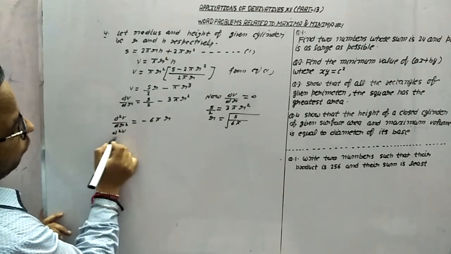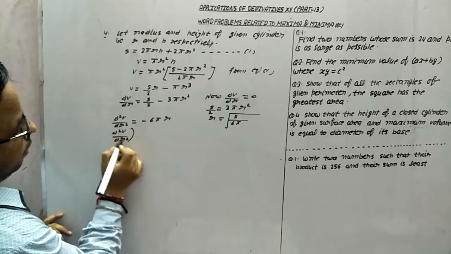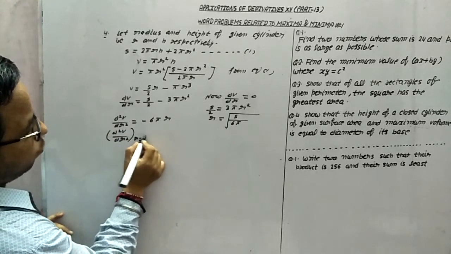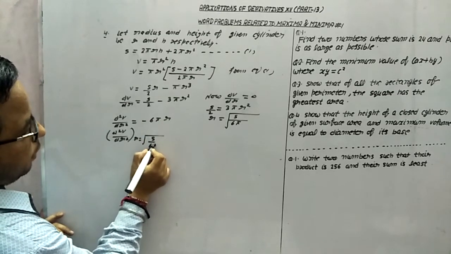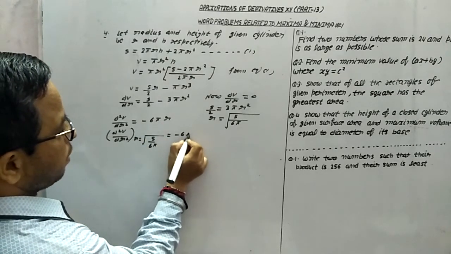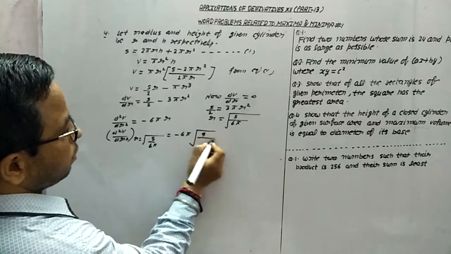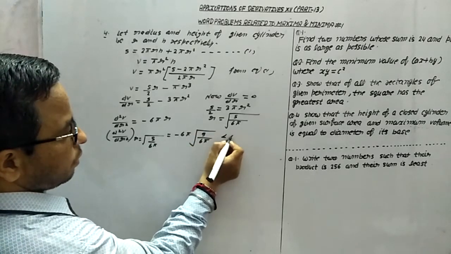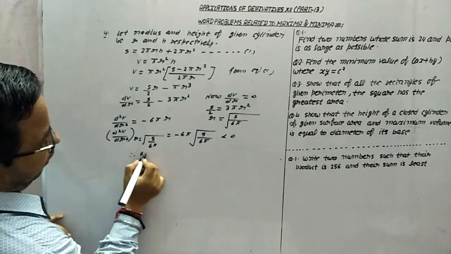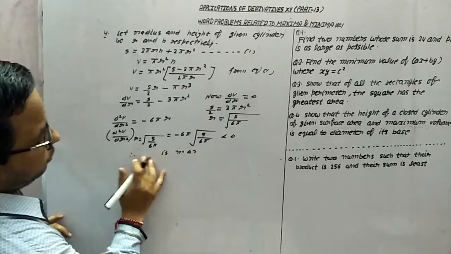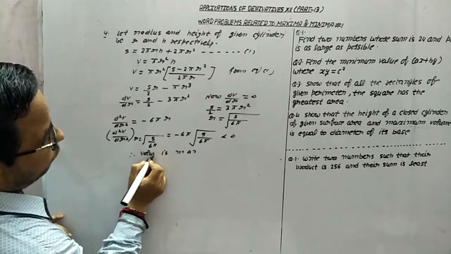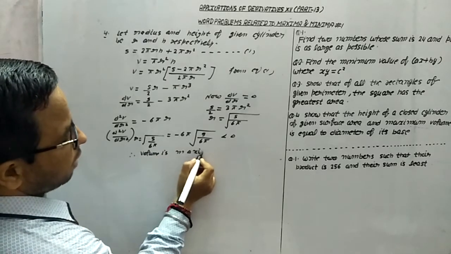It means d2V over dr square at r equal to under root S upon 6 pi is minus 6 pi times under root S upon 6 pi, which is less than 0. Therefore volume is maximum. It is confirmed that volume is maximum.